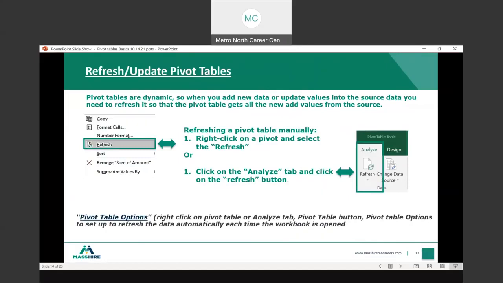And you'll find refresh in two ways. You can right click on the pivot table and choose refresh, or you can go to the Analyze tab under Pivot Table Tools and choose refresh.